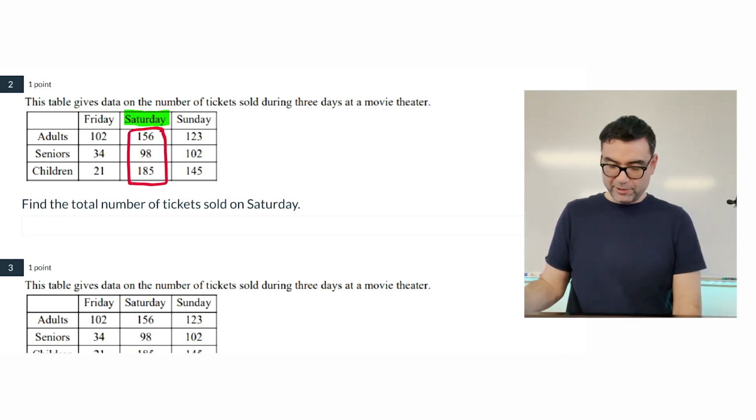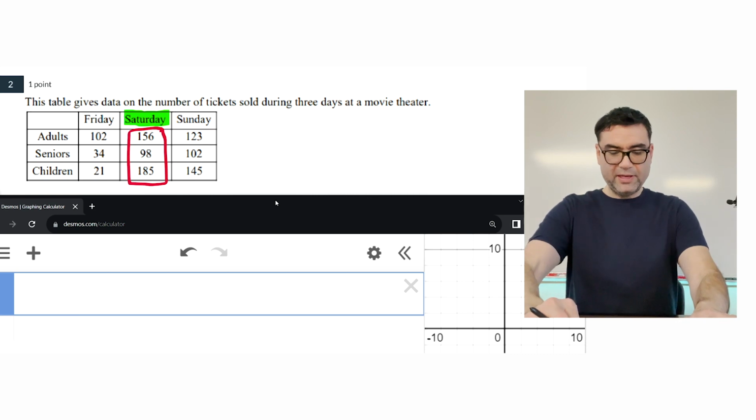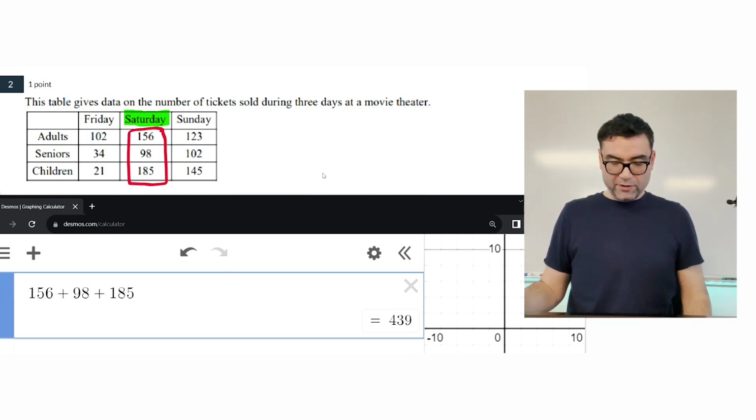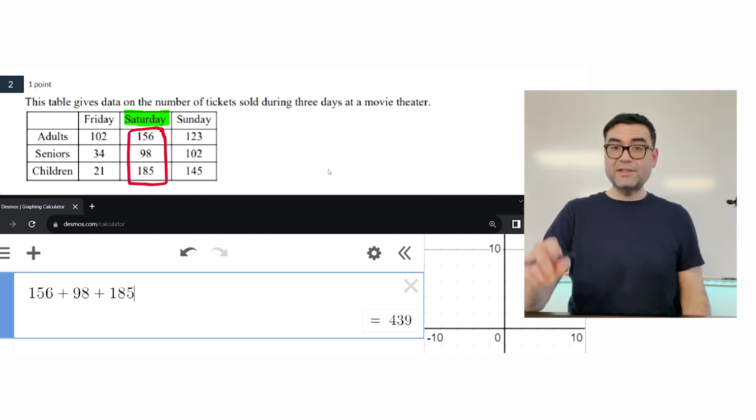So we go ahead and load up our Desmos and let's find the sum. 156 plus 98 plus 185. So 439 tickets were sold on Saturday.